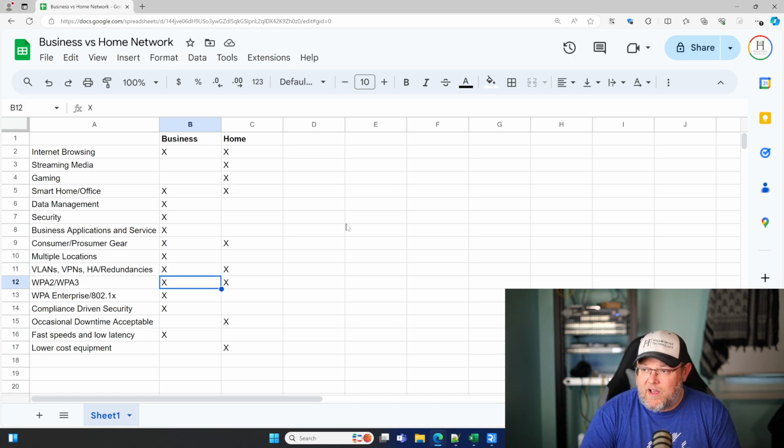When we get into Wi-Fi, WPA2, WPA3, both business and home, we use that. WPA Enterprise and 802.1x, typically we see those in business. I was trying to think, and I don't think I've configured that. And if I've configured it for you as a home user, let me know down in the comments. But I know we've done it for business, but I couldn't think of any home users where we did WPA Enterprise.